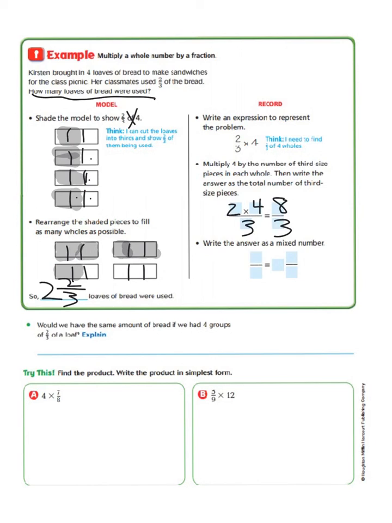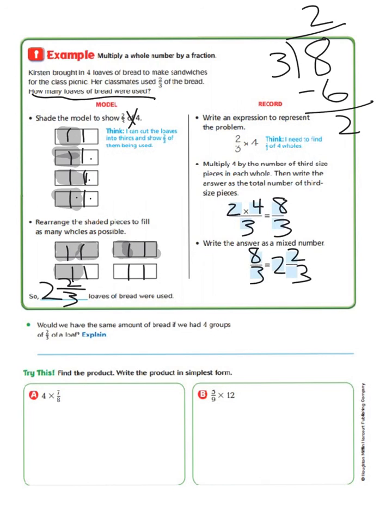Now it says to write the answer as a mixed number. Remember, that is a whole number and a fraction. So in order to write that as a mixed number, we have to take our numerator, which is 8, divided by our denominator. We know that 3 goes into 8 2 times. 2 times 3 is 6. 8 minus 6 is 2. The 2 now becomes the numerator again, and the 3 stays as the denominator. So we know that our 8/3 now equals 2 and 2/3.